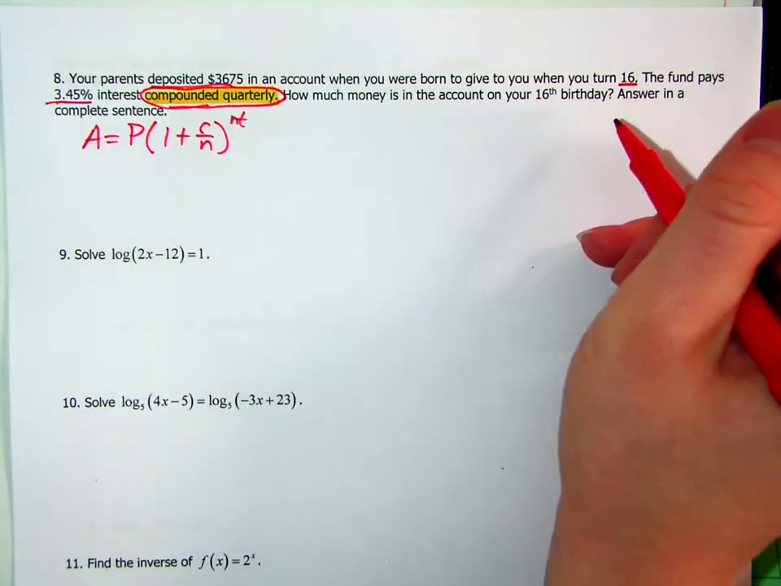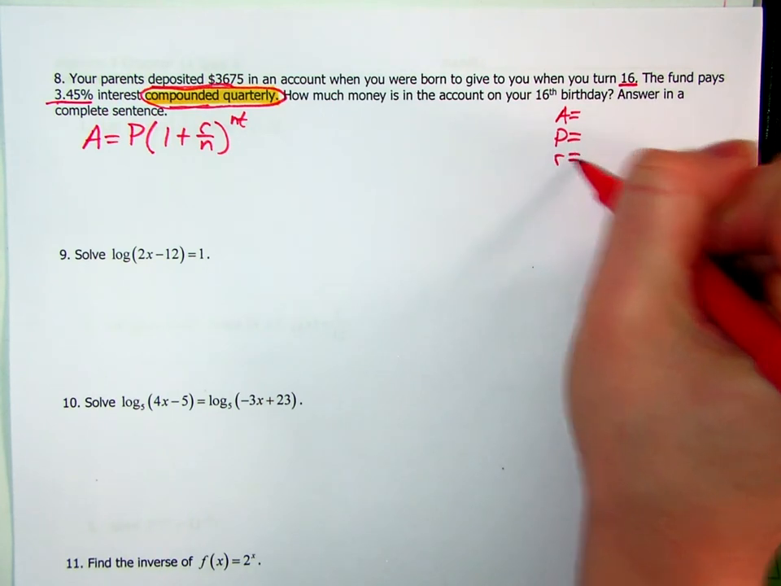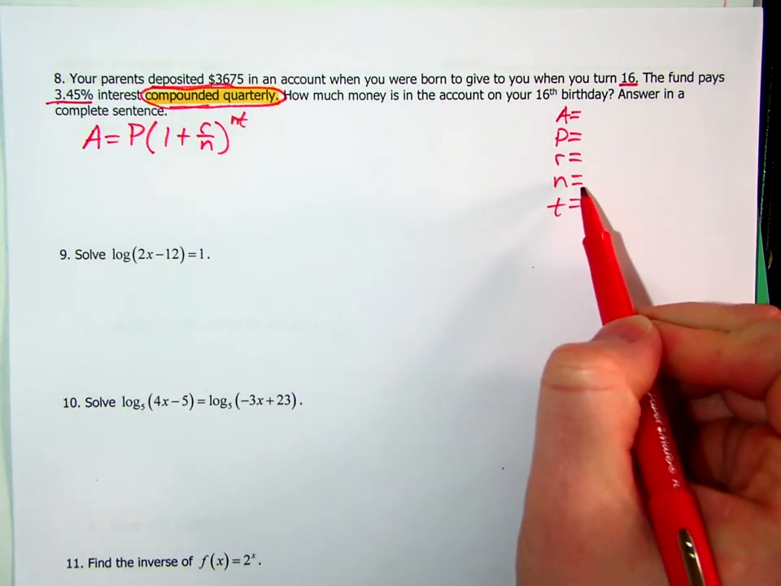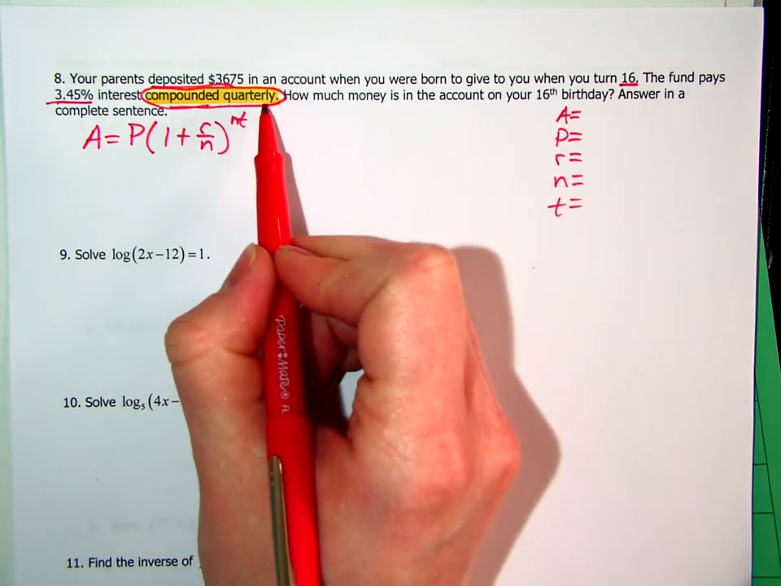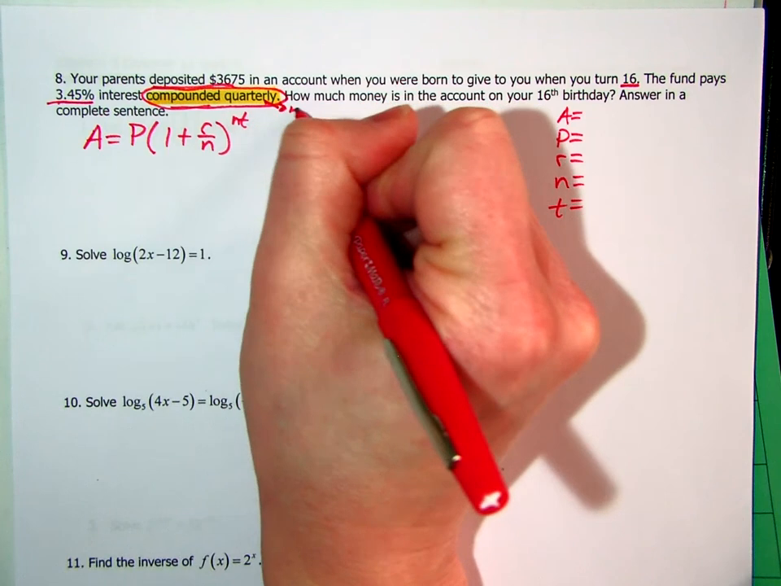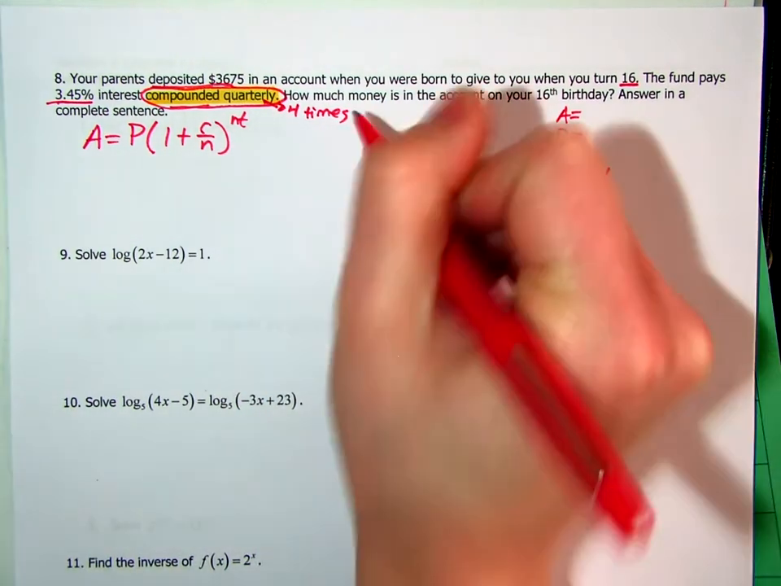So again, we're going to have to think about what's my A, what's my P, what's my r, what's my n, what's my t. And remember that n is the number of times it's compounded each year. So when we say it's compounded quarterly, quarterly really means that it's going to get compounded 4 times each year. So that tells me that my n is 4.